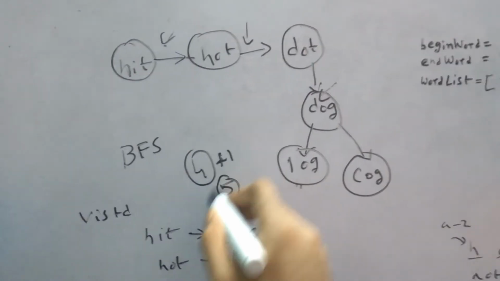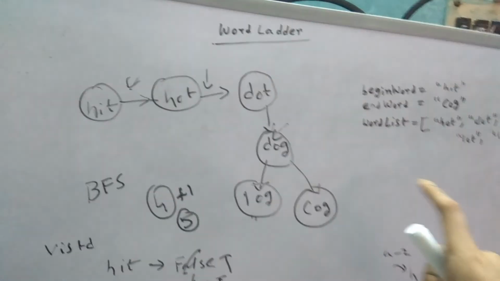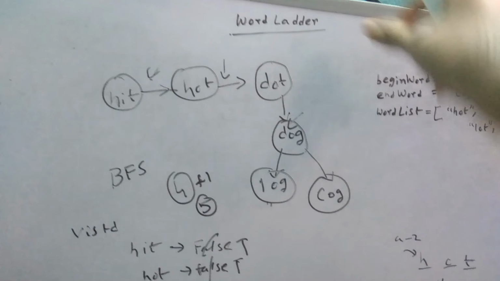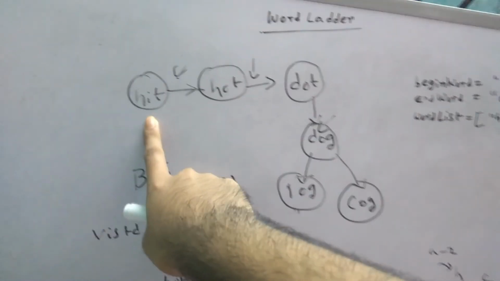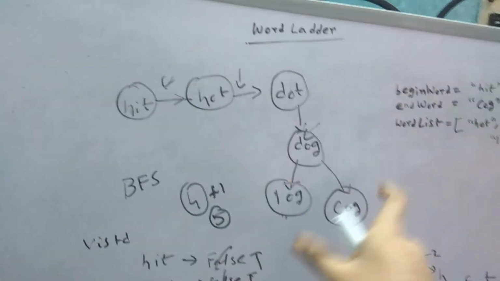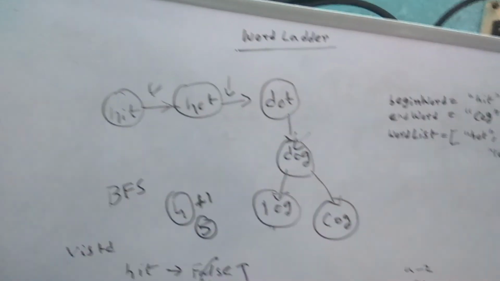So this is our algorithm. After writing the code, you can clearly understand how we are implementing this BFS. But the main tricky part was forming this graph. So that part is clear, I hope so.